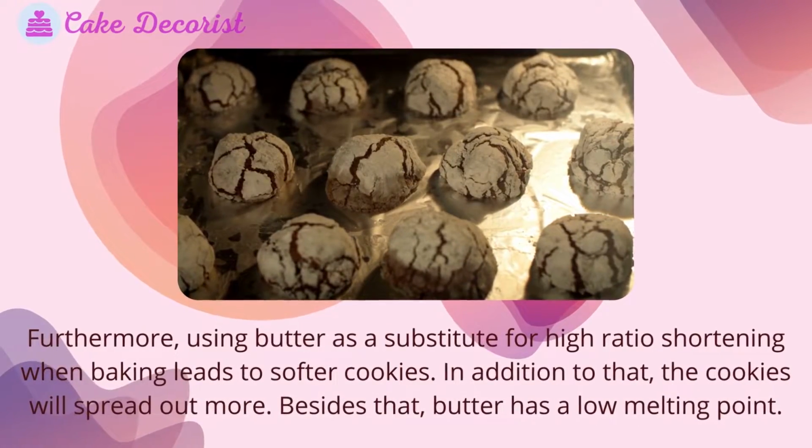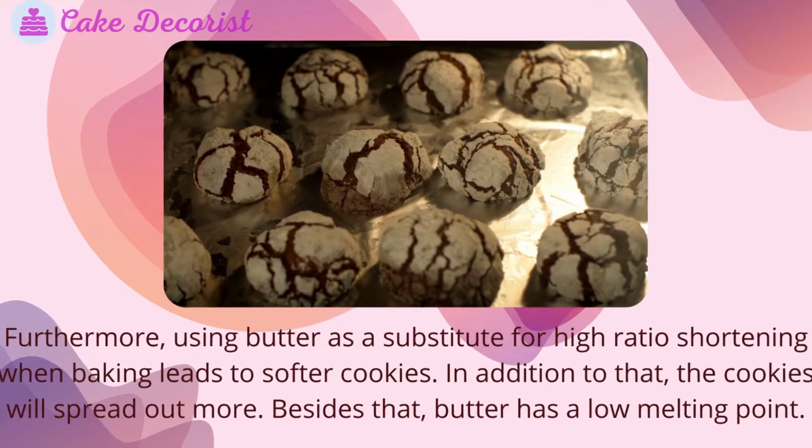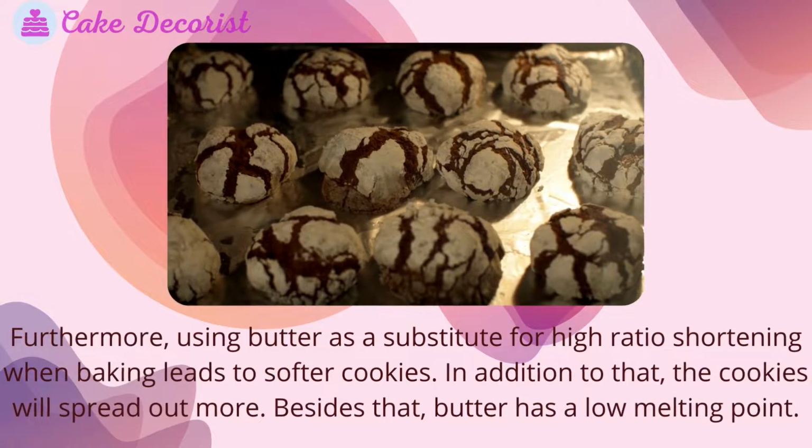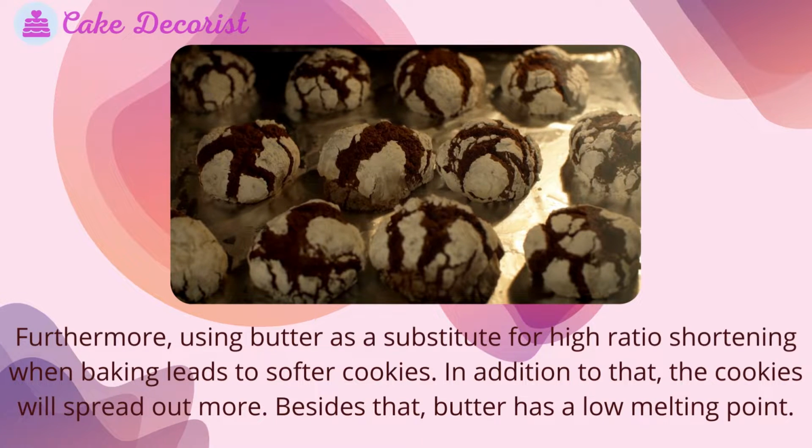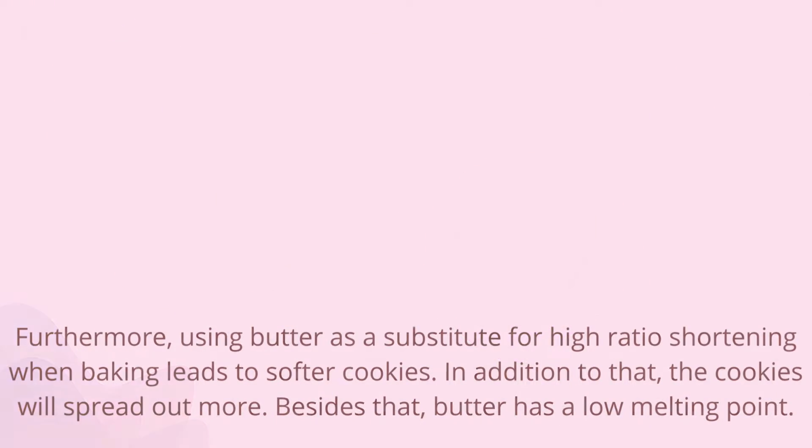Furthermore, using butter as a substitute for high-ratio shortening when baking leads to softer cookies. In addition to that, the cookies will spread out more. Besides that, butter has a low melting point.